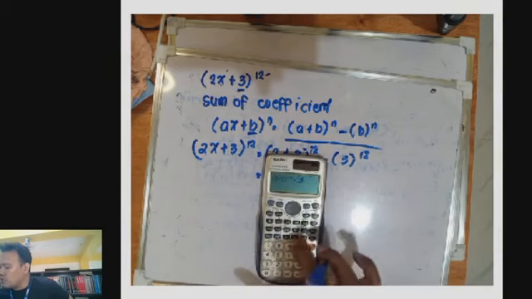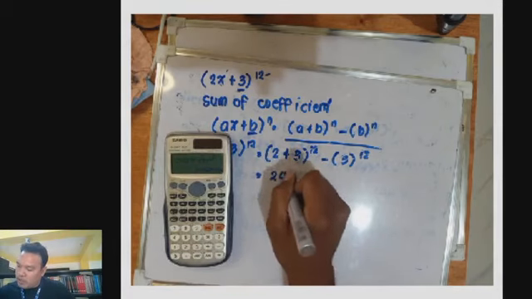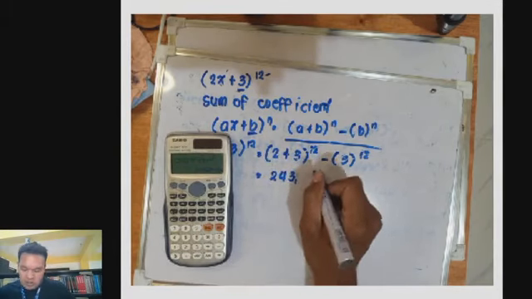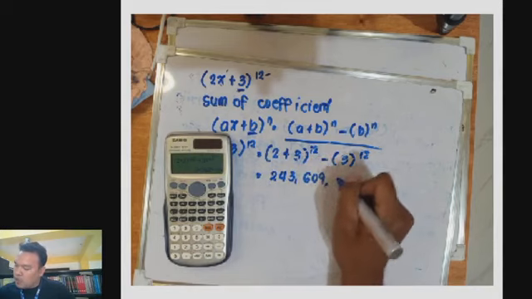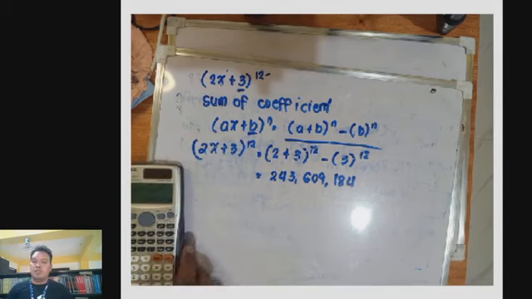Okay, sa lalabas, we have 243,609,184. Yun po yung sum ng coefficients, no? So yung coefficient po yan.